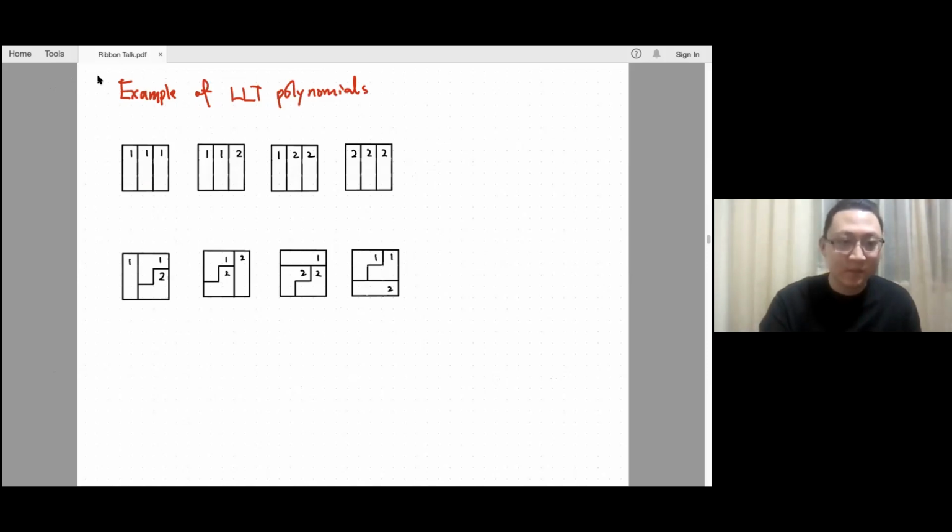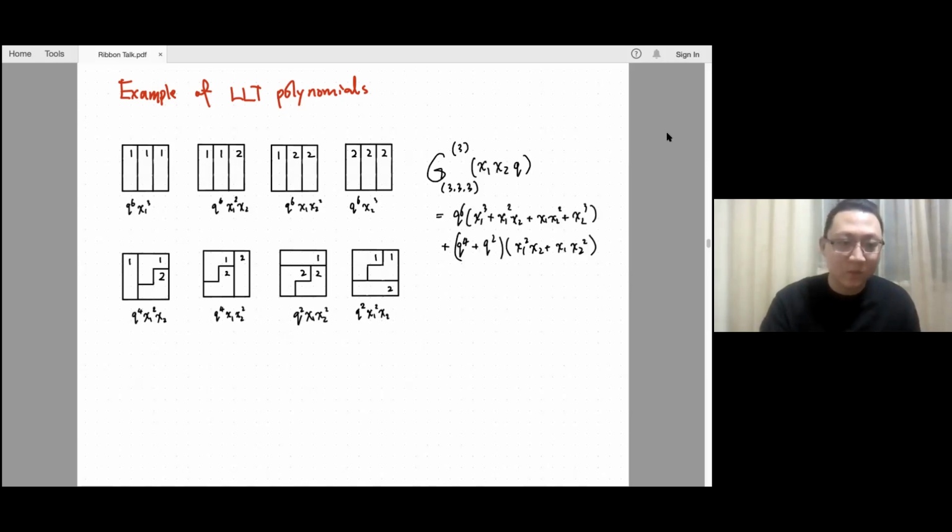And here is an example. So we take the partition 333 with maximal entry 2. These 8 tableaux are all the possible semi-standard ribbon tableaux in this case. The weights of these are given here. And then we can sum up all of these terms and we get the LLT polynomial associated to this partition.